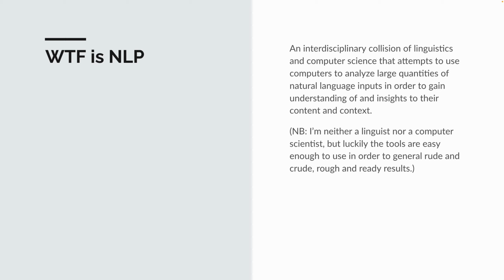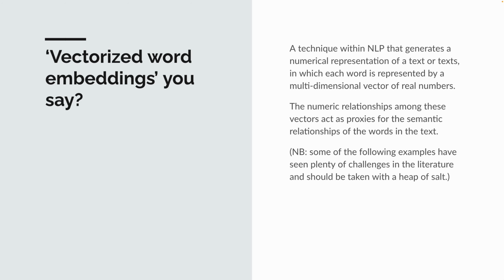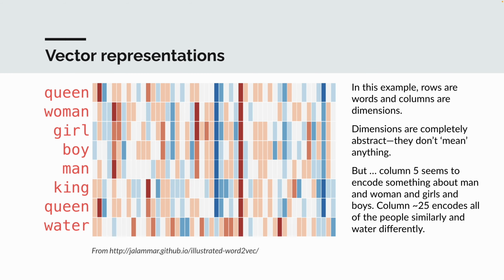I'm not a linguist or a computer scientist, so I might be doing this in weird ways. I'm happy to accept that. Vectorized word embeddings are a specific technique that takes a text and turns all the words in that text into a vector of numbers. Those numbers are calculated based on relationships that word has to all the other words in the text. This sounds really nerdy and mathy and numeric and scary, and it's not really.